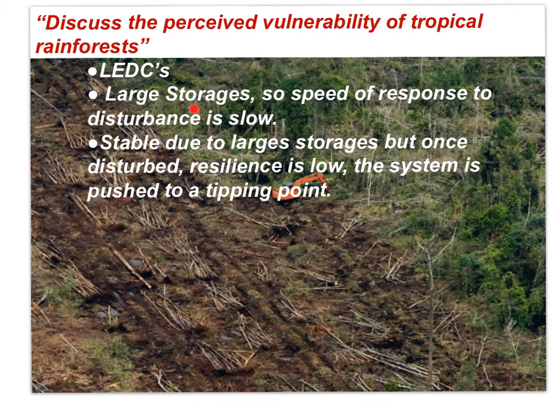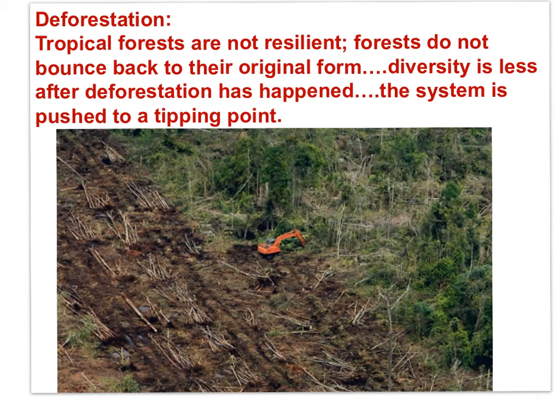Rainforests have large storages, so the speed of response to disturbance is slow. And while rainforests are stable due to those large storages, once disturbed, the resilience is low and the system is pushed to a tipping point. Tropical forests are not resilient. The forests do not bounce back to their original form once cut. The diversity is less after deforestation has happened. The system has been pushed to a tipping point.